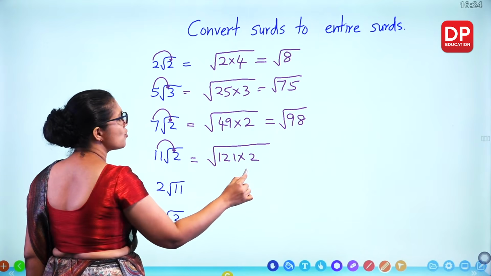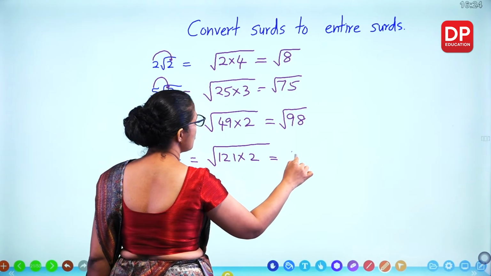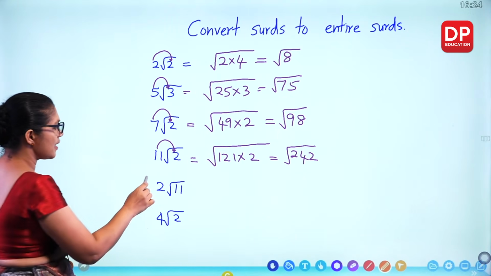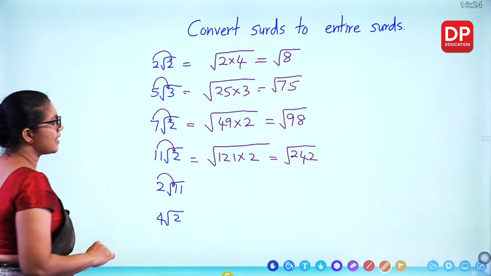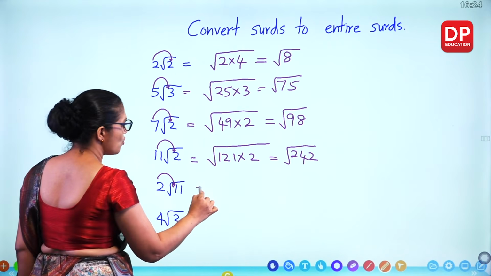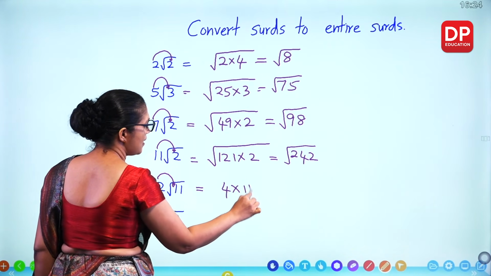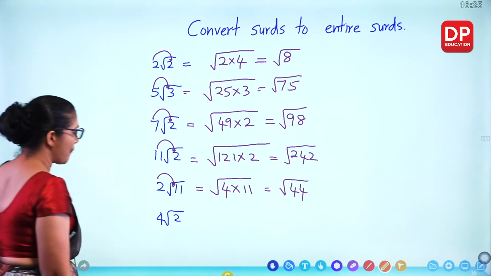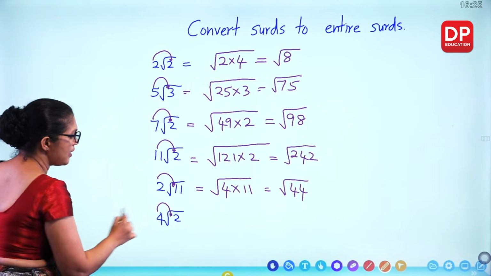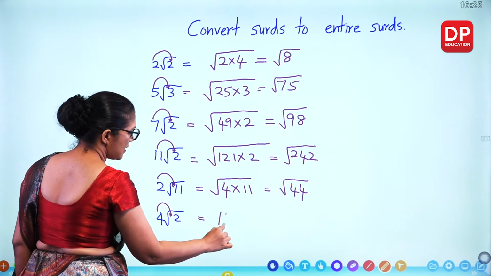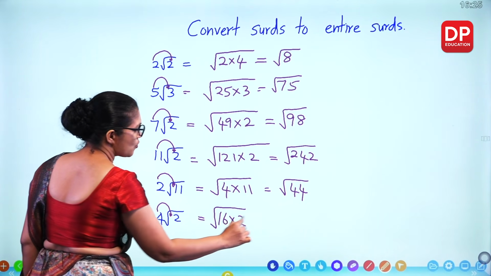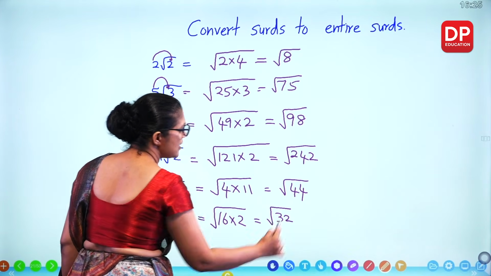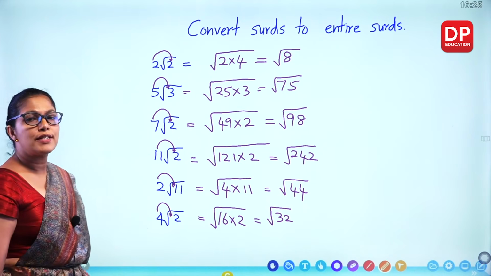121 times 2. What's the answer? You get 242 square root. Here 2 inside, you need to take that one inside. 2 squared is 4. 4 times 11, you get root 44. What about this one? You are taking 4 squared inside. What is 4 squared? 16 times 2. When you take square root, 2 times 16 is 32. So this is square root of 32.